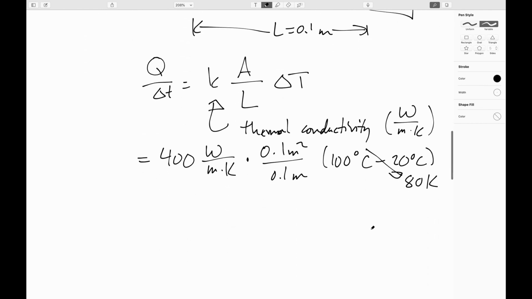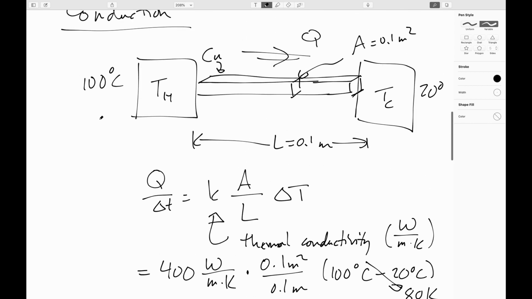All right, so you go ahead and multiply all that through, and you get 32,000 joules per second. Remember, a joule per second is also a watt. So 32 kilowatts, yowza. That is indeed moving heat real quick. So you would have to be dumping an awful lot of energy in to maintain this at 100, and you'd have to be melting, I don't know what you're doing here, a bunch of ice or something to maintain this at 20.